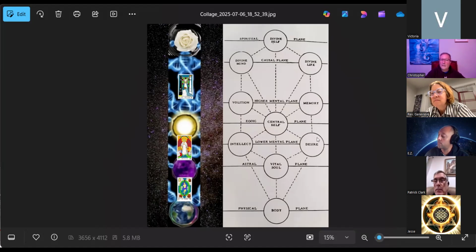So we have our desire sphere here, 7, our intellect at 8. These make up the lower mental plane. Then we've got the vital soul, our astral plane. And down finally, containing all of these spheres above it, the flesh body of the physical plane of Malkuth.